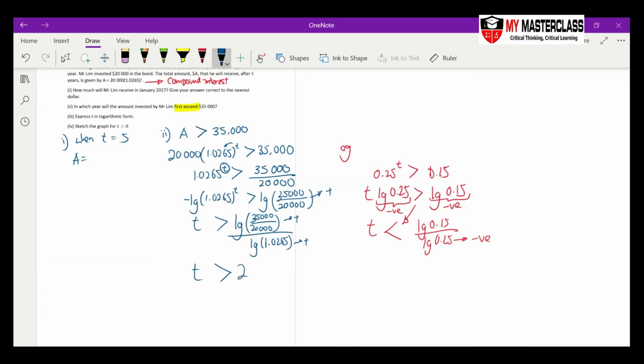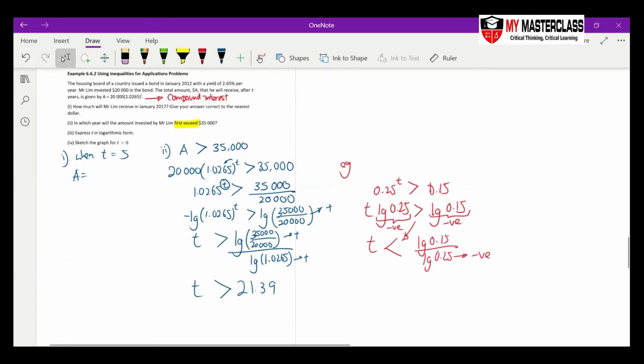21.39, yeah, okay. So basically it means that in the middle of the 21st year, the year will be how much? It will be equal to, you can just add 2012 plus 21. Okay, that will be 2033. The 21.31 means maybe in the middle of 2033, the amount will already exceed. Don't have to wait until January.